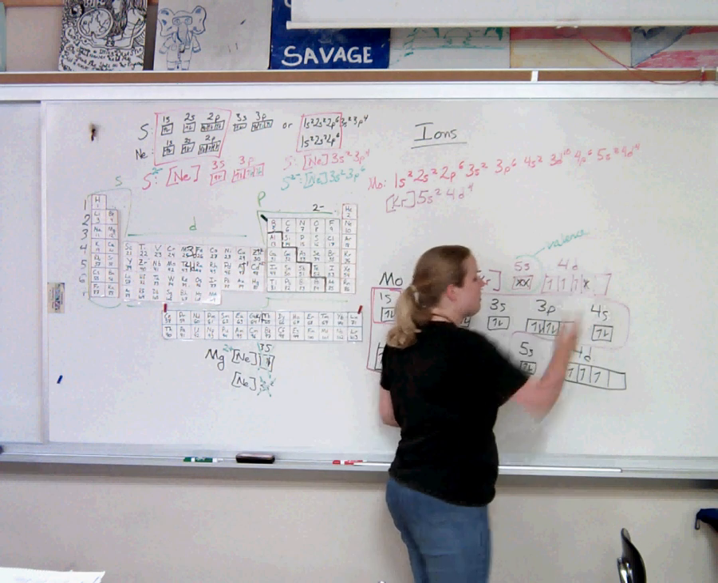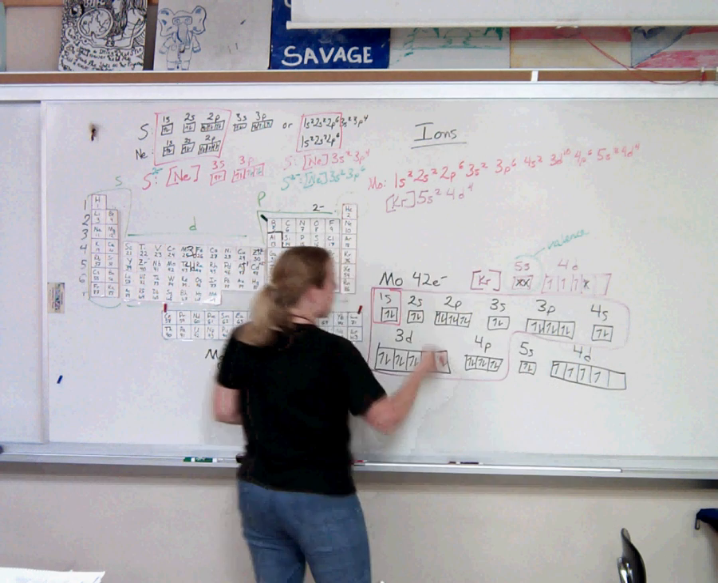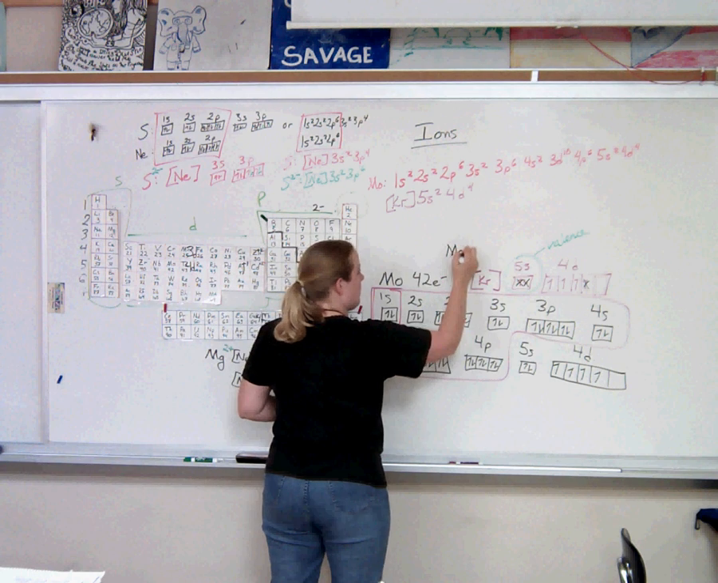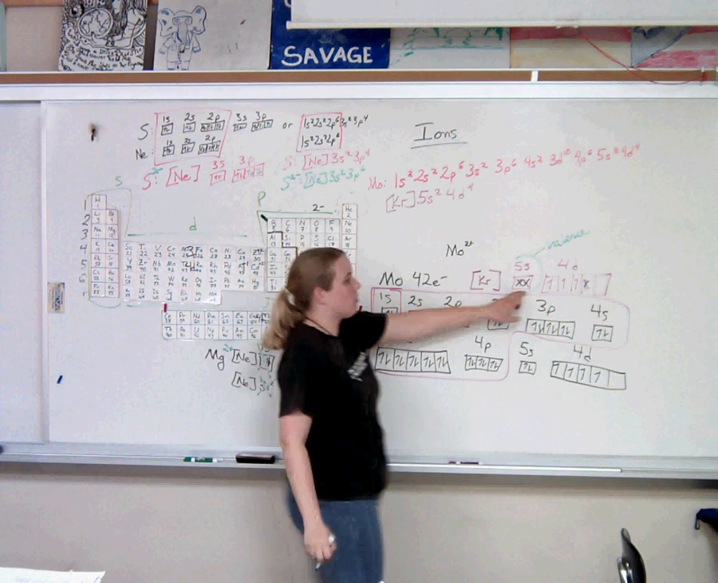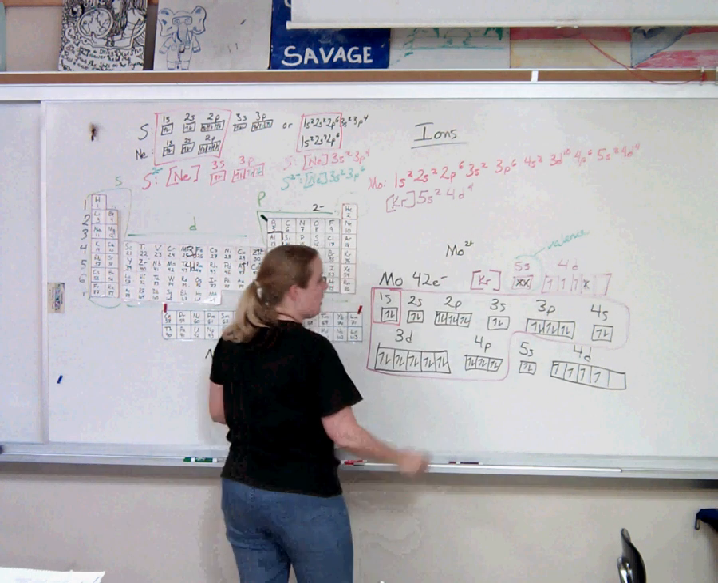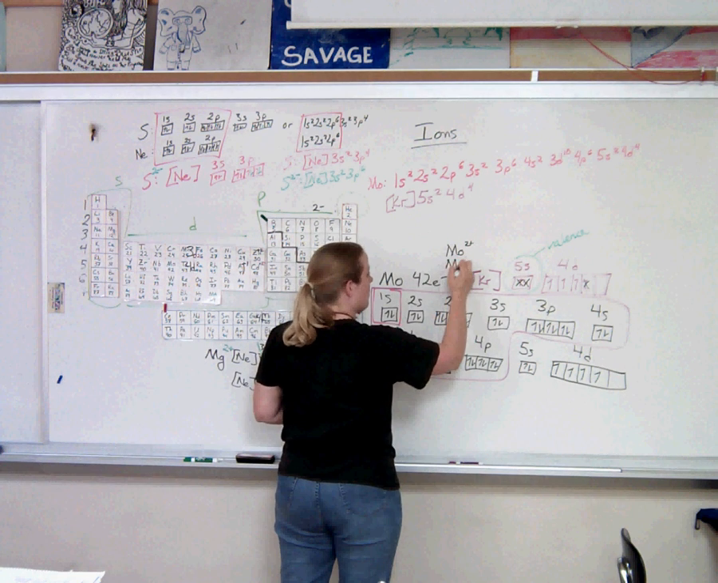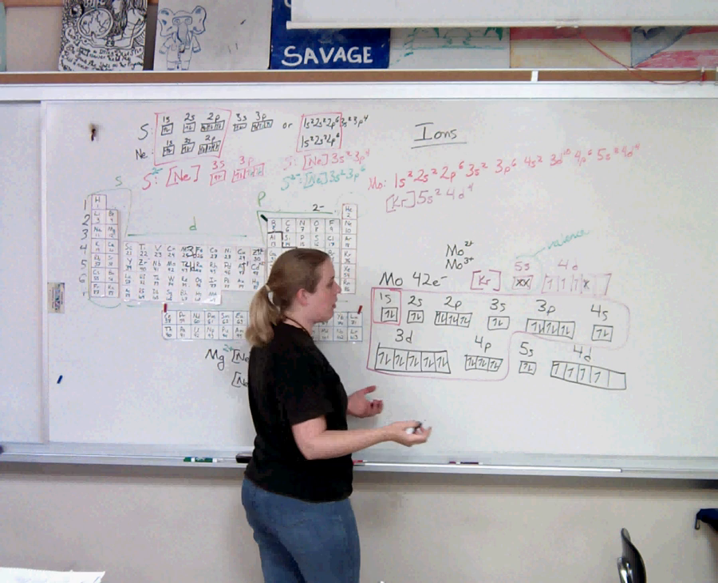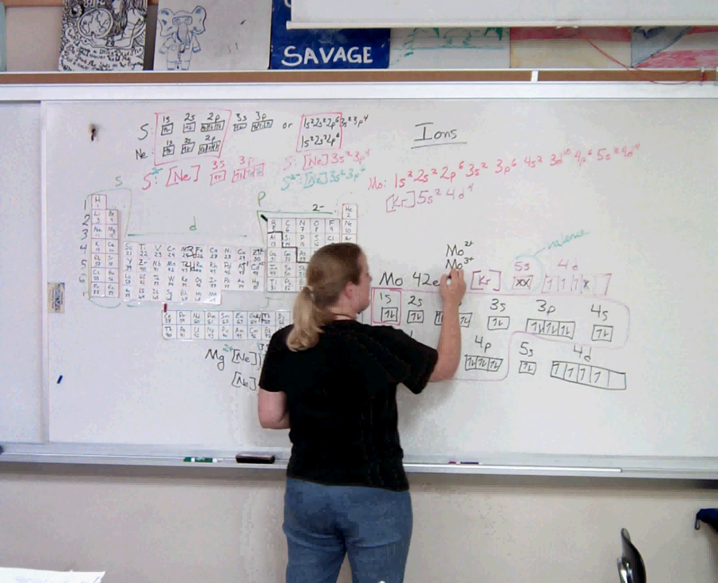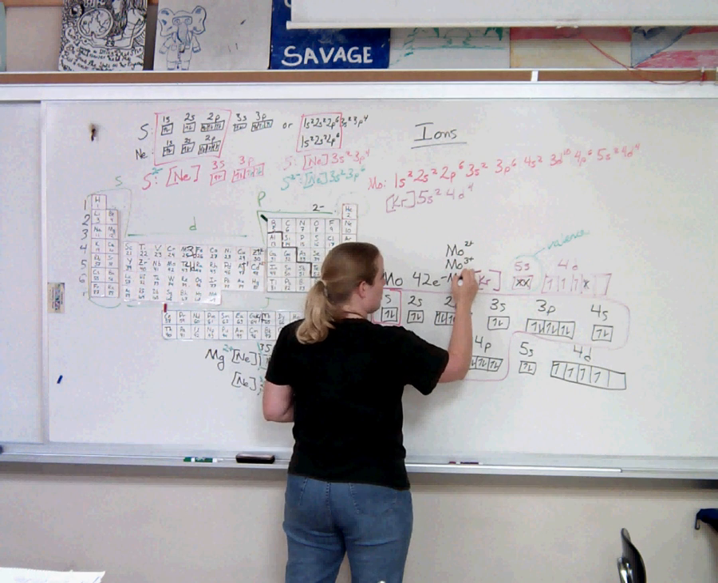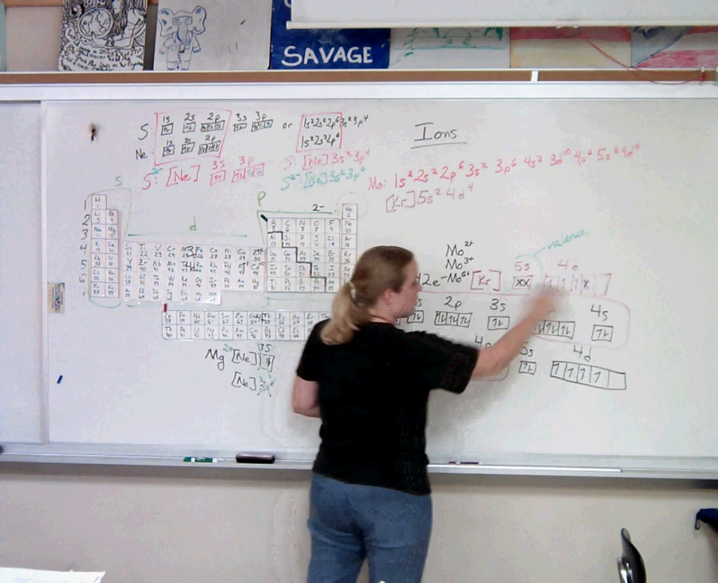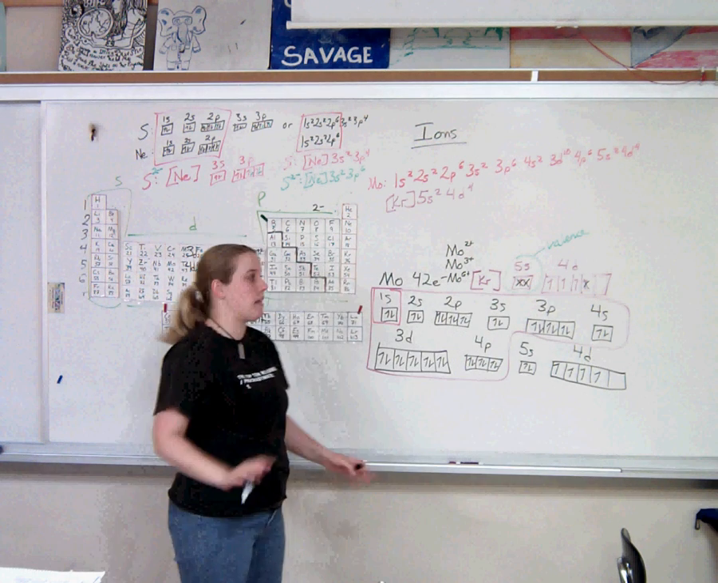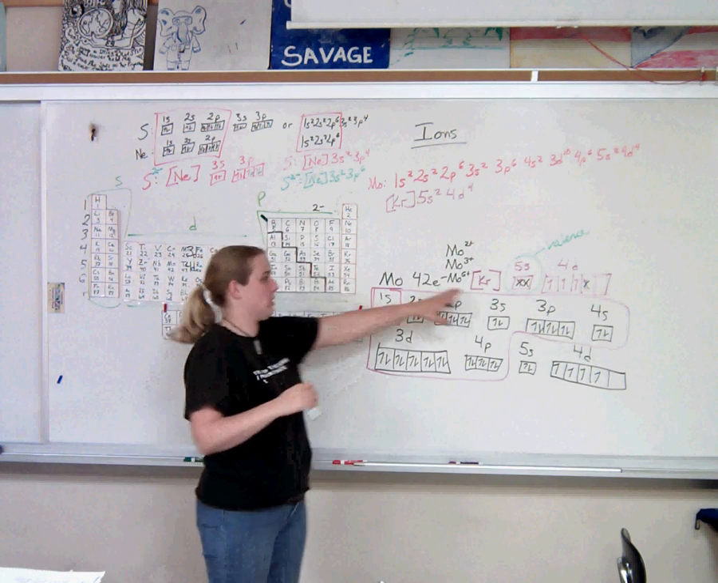So molybdenum can have several charges. For example, it could be molybdenum +2 if it just loses those 2. It could be molybdenum +3 if it loses that one. We could go all the way up to molybdenum +6, meaning that it lost those 2 and those 4. And then it would be down to just the element krypton.